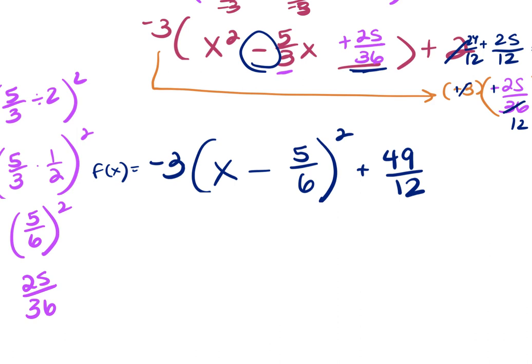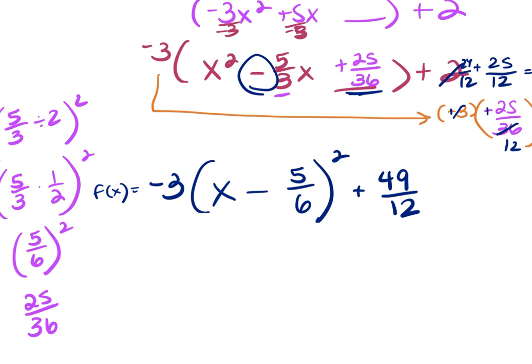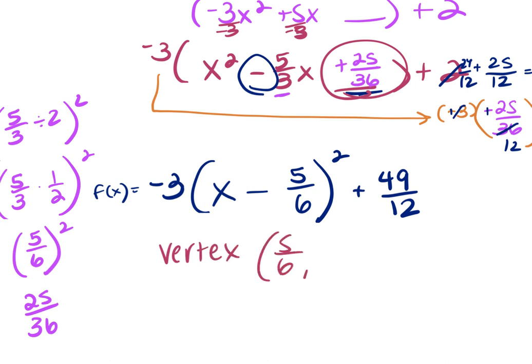Now from here, what's my vertex? Oh, sorry. Why is it 5 over 6? You take what's here and you square root both the top and the bottom. Oh, okay. So square root first, square root last, sign from middle. Okay. What's my vertex? 5 over 6, comma, 49 over 12. Good.